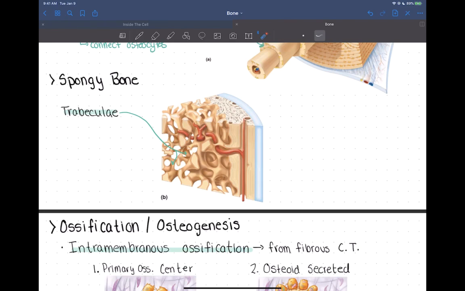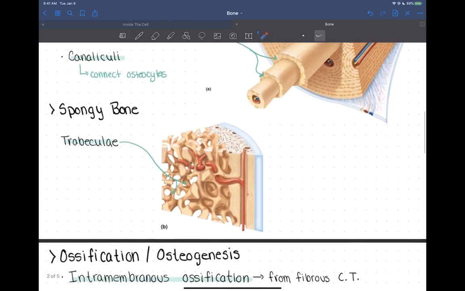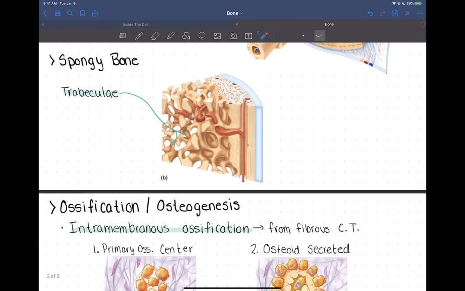Okay, good. So we're going to leave that off there for this video. In the next video, we'll pick up on physiology. We'll talk about ossification, which is how bone is made. And then we'll spend a lot of time talking about the different ways bone is made and how different types of bone are made in our next video.